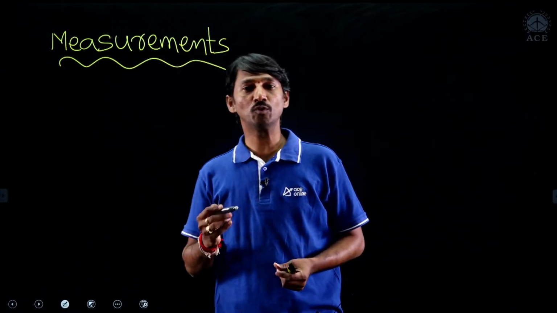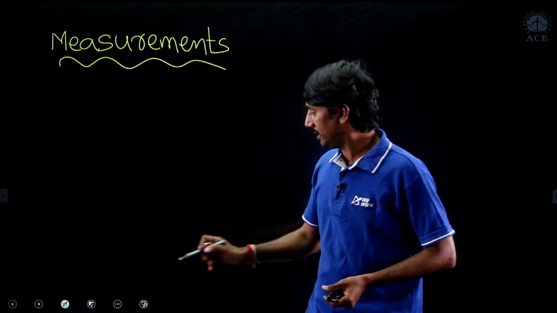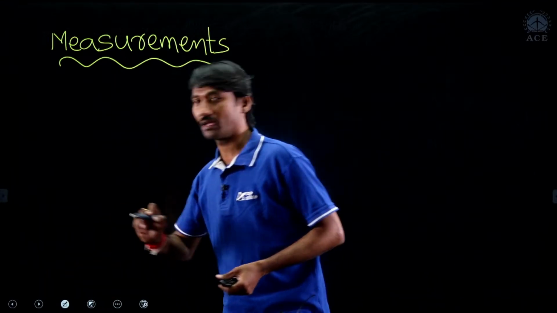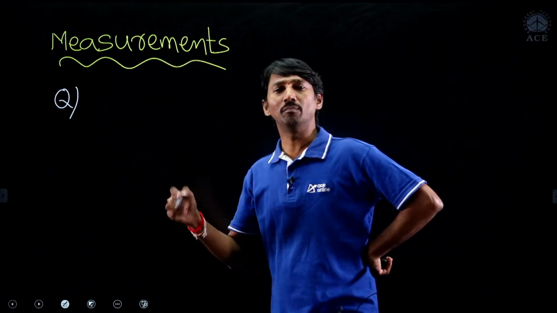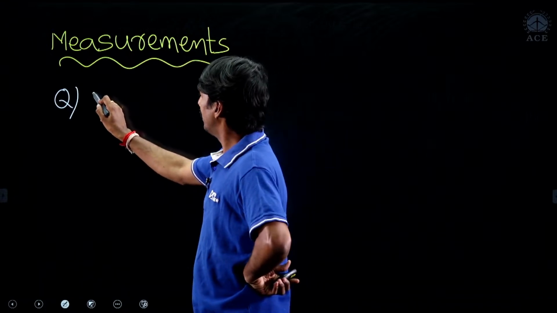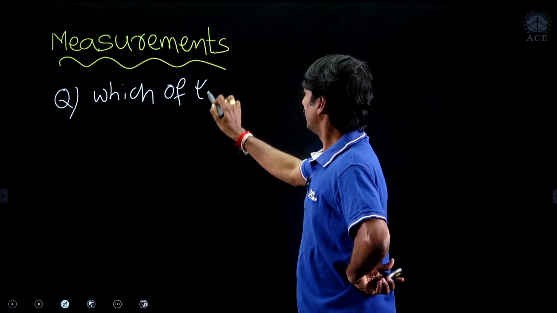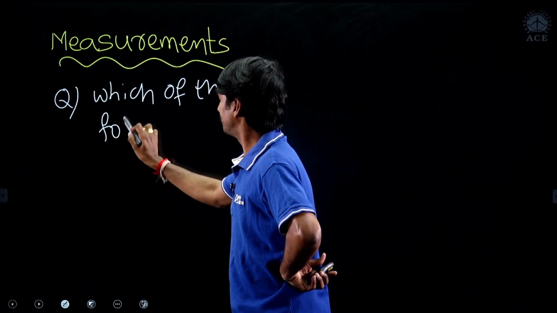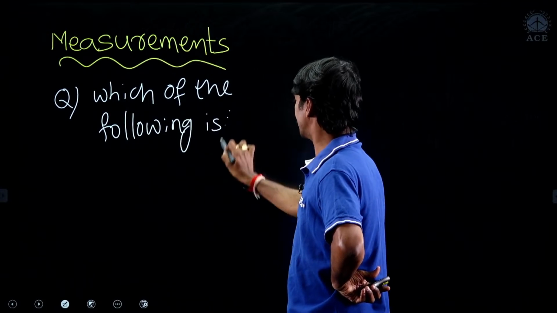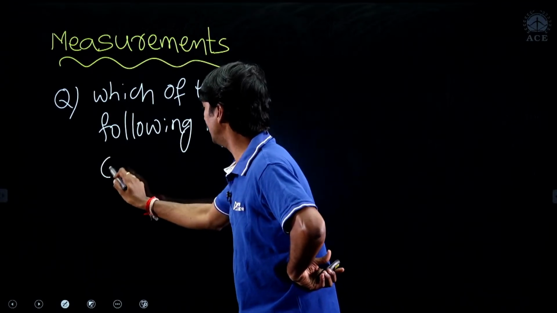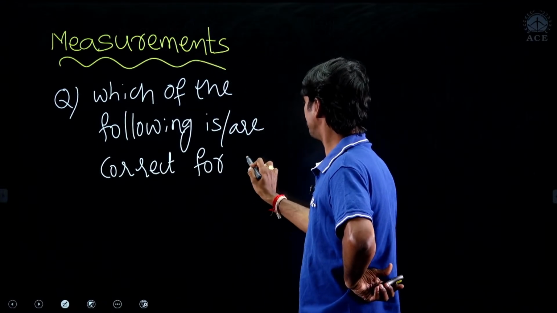Hi everyone, now I am going to discuss the questions from the measurements as well as the machines subject. In the measurements subject, according to the memory-based data, we have one question that looks like an MSQ model. The question is: which of the following is or are correct for a CT?